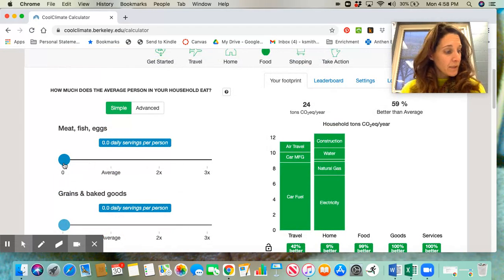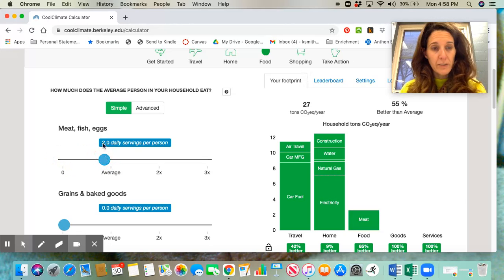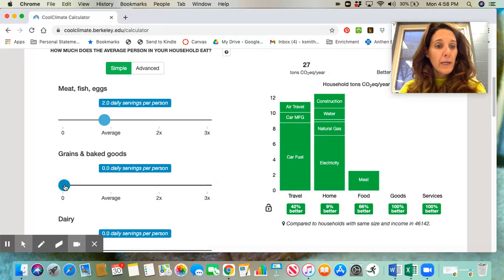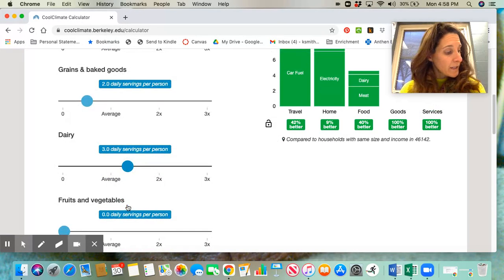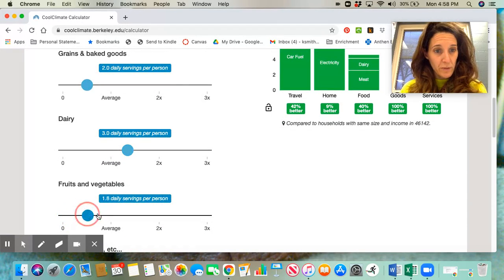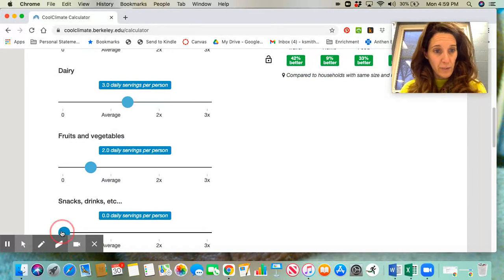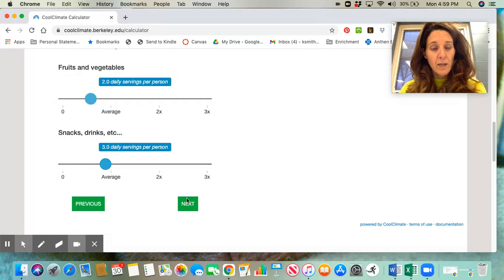Diet. Meat, 2 servings a day for meats. So again, you're going to click and drag that blue dot to 2.0 daily servings per person. Grain and baked goods, again, 2 servings of those. Dairy, 3 servings of dairy. 2 servings of fruits and vegetables. And then snacks and drinks are 3 servings of snacks and drinks. Okay, just about done. Click next.